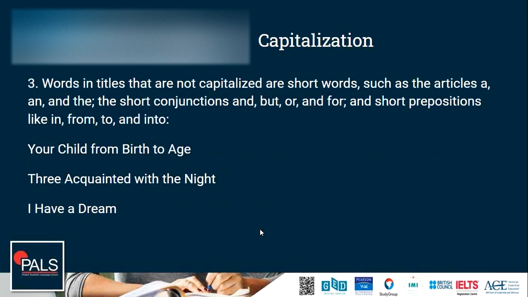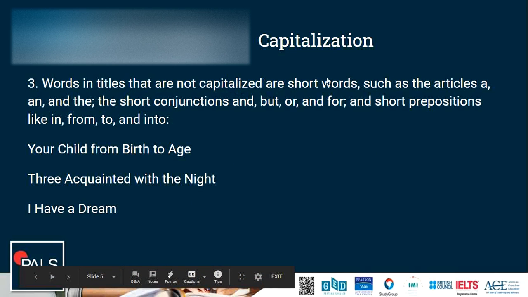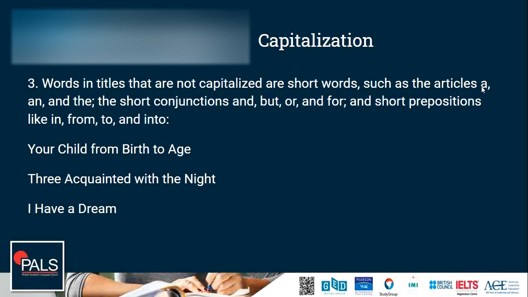Now, there are words that are not capitalized in titles. These are short words like articles, a and the, conjunctions, and, but, or, for, and prepositions like in, from, to, and into. So here, we don't capitalize to because it's a preposition. Also, the is an article. So we don't capitalize those.